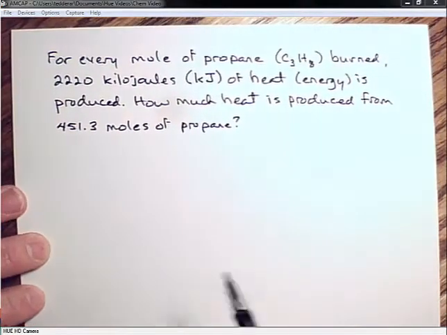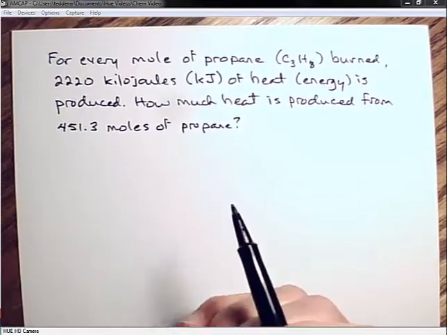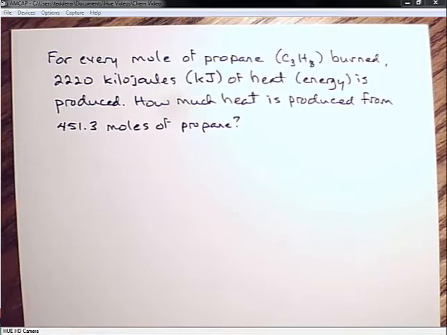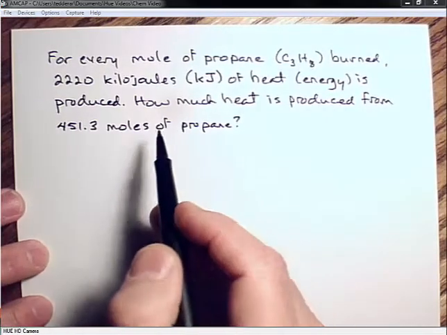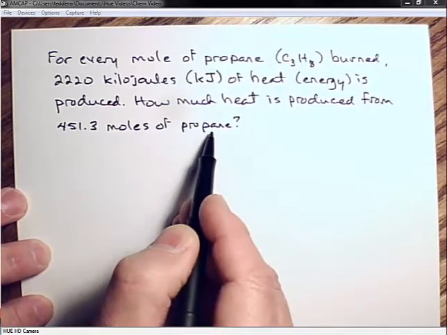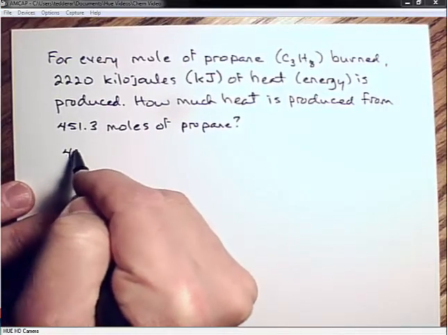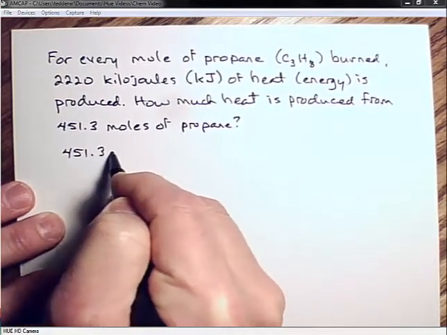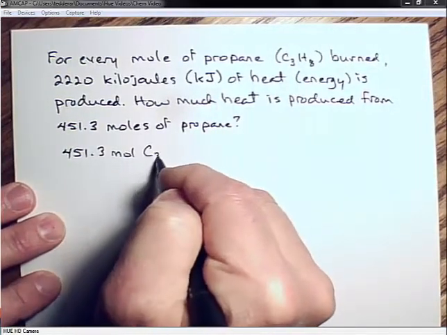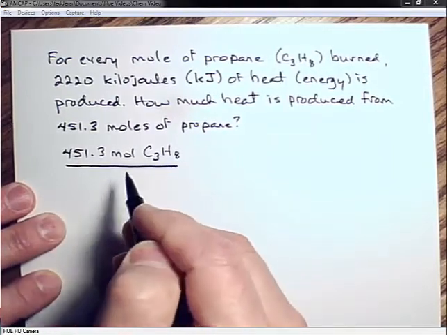Okay, so let's look at how to set up this problem then. We want to know what part of this problem, what measurement or calculated number of the problem sort of stands alone by itself. That's our starting amount. So reading the problem, the part of the problem that kind of stands alone is this 451.3 moles of propane. So that's going to go on top of a 1. 451.3 moles. And we said propane is this formula here, so I'm going to use C3H8. You could use the word if you prefer, okay? And we're going to put that over 1.